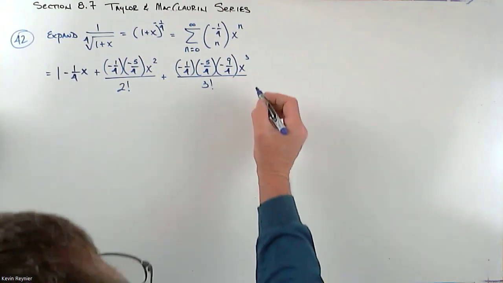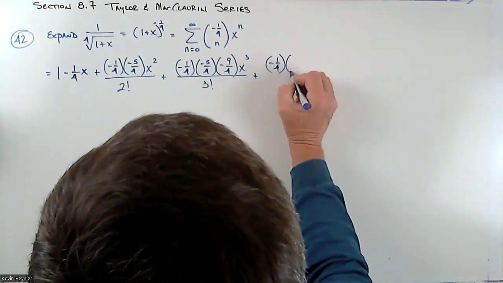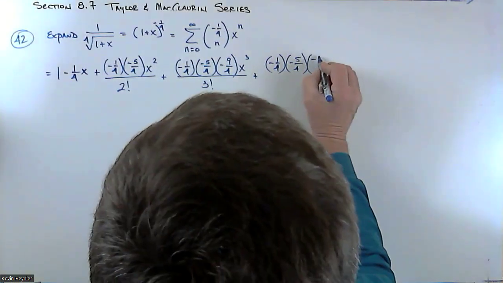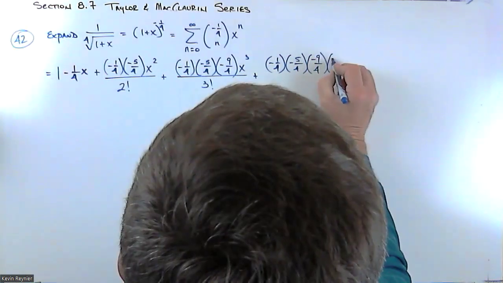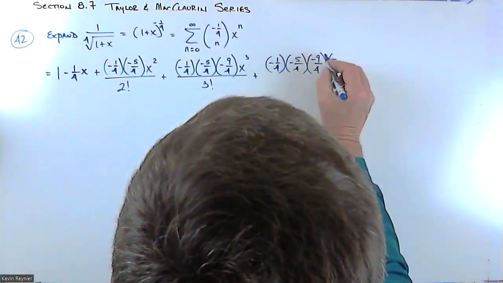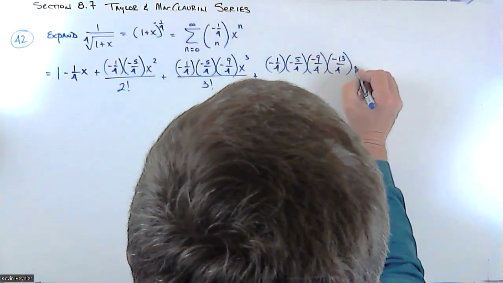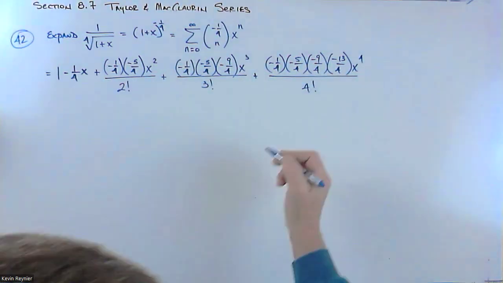And if we do one more term, that's going to be negative 1/4. Then we take away 1, negative 5/4. Then we take away 2, negative 9/4. Then we take away 3, negative 13/4. They're going by 4s, huh? X to the 4th all over 4 factorial.